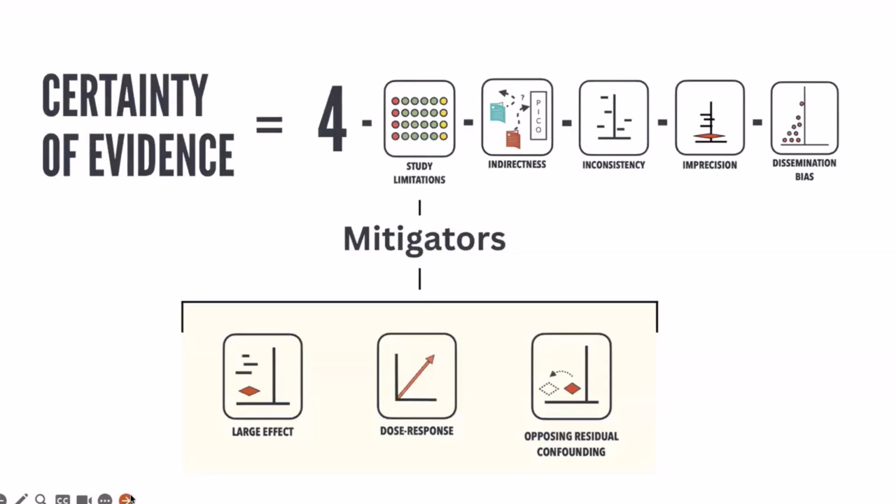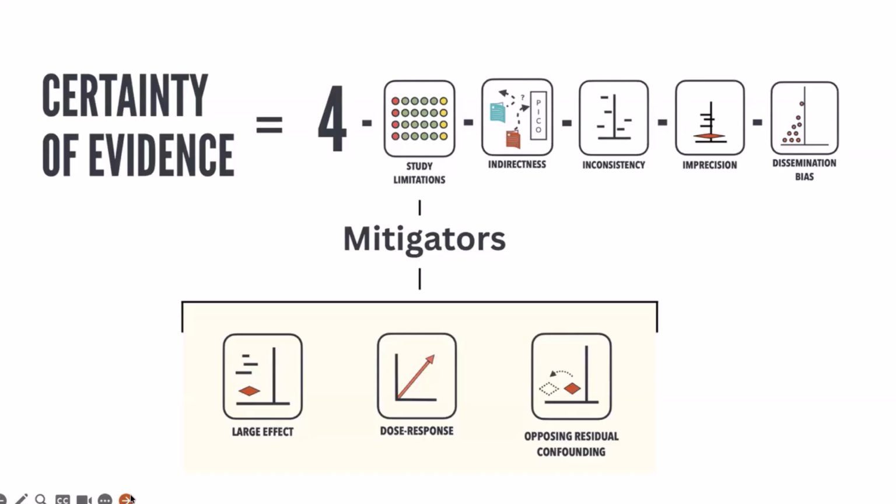One important consideration is that in reality, if you think about it, GRADE has only 5 domains, because the 3 domains that we say may increase the certainty of the evidence are really mitigators of study limitations, because these 3 domains really reflect a low risk of confounding.